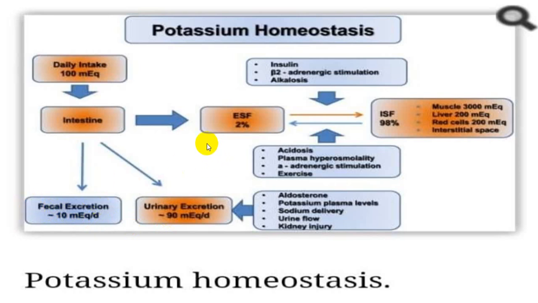So there will be some amount of extracellular potassium present that can lead to intracellular shift due to insulin, beta 2 adrenergic stimulation, or we call agonist, and metabolic alkalosis. These will be the common conditions, and that will result in hypokalemia.